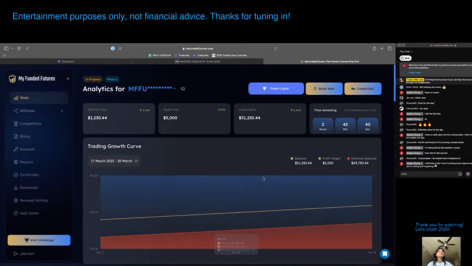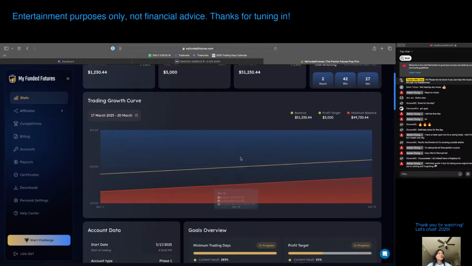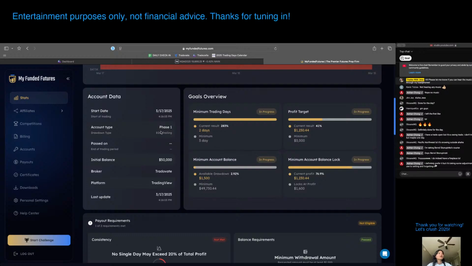But yeah, so I've made $12.30 and 44 cents so far, and then including today, I made like an extra 600 something. So I'm around 1,800 in profits right now. The target is 3,000, so I only need about 1,200 ish more to pass. Phase 1, cool. 2 days.